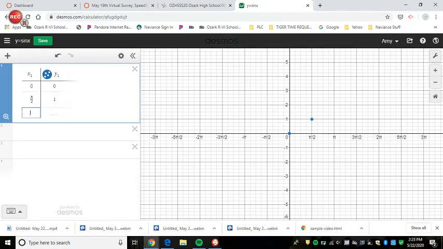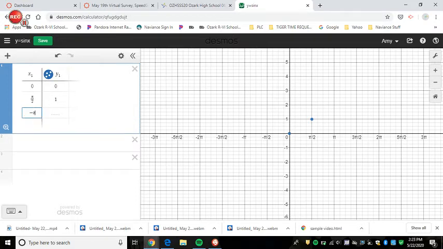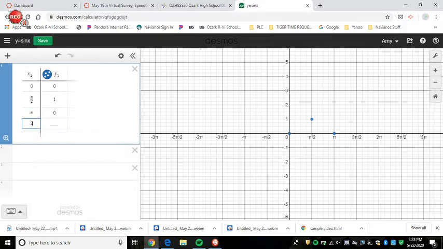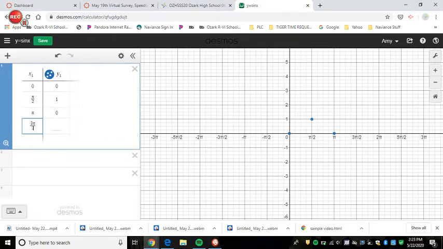Let's find another place. Let's keep rotating around the unit circle, and let's go to negative pi. The y value at negative pi is 0. I'm sorry, I messed up. That is not negative pi, that is pi. And the y value at pi is 0. Let's keep rotating around, and let's do 3 pi over 2. So now you're down here on the unit circle, 3 pi over 2, sine is negative 1.